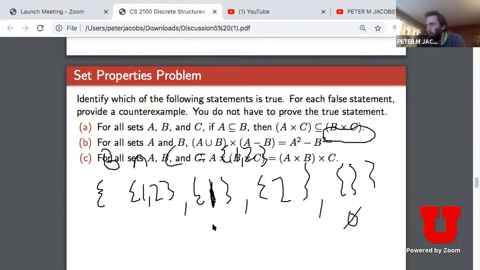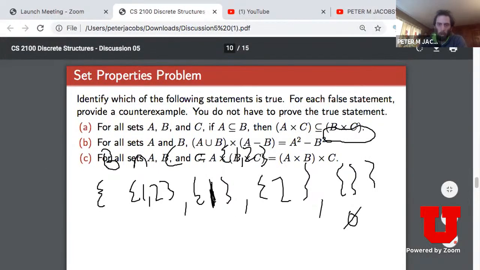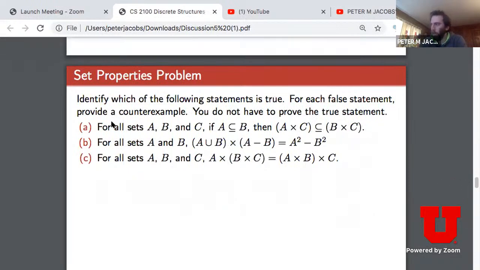All right, here is the next one. Take a little bit of time to get this one started, and then we'll get going on it.